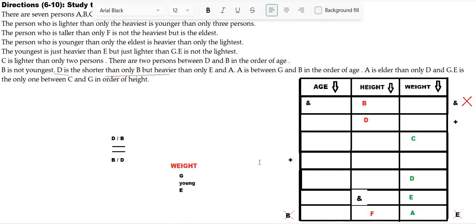Right. Next one. A is between G and B. A is between G and B in the order of age. Okay. Let us go for the next point.